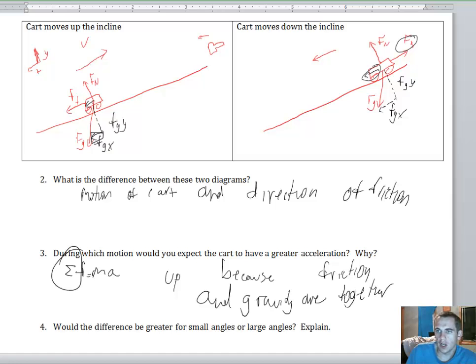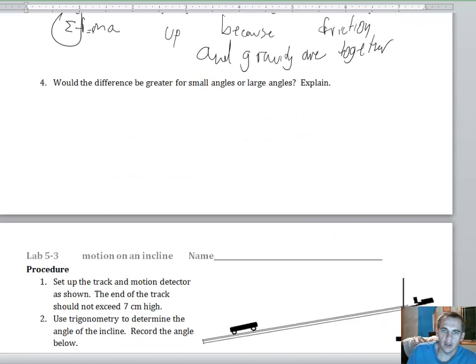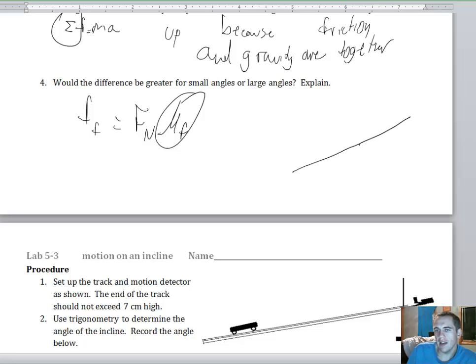Alright, moving on. Would this be greater for large angles or for small angles? Well, this is a tricky question, but the frictional force is dependent on the normal force and the coefficient of friction. This isn't changing. We're using the same surface, same carts, so it just asks, how is this affected by the angle? To answer that, we have to know about the normal force. Gravity does not get affected by angles. Gravity always pulls straight down. But the normal force is perpendicular to the surface, and it just opposes the component of gravity that's perpendicular to the surface. On an incline, this is a little bit less than if it was horizontal. So the difference will be greater for small angles because the friction will be greater for small angles.